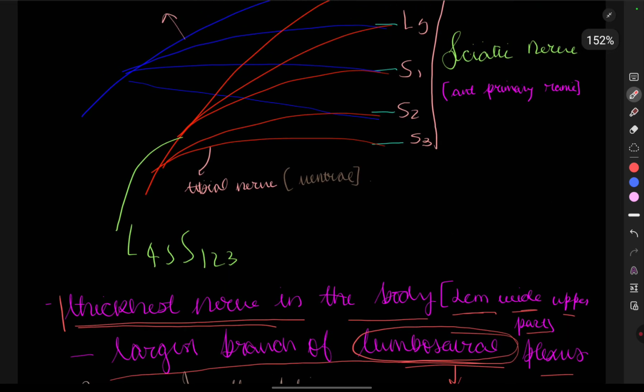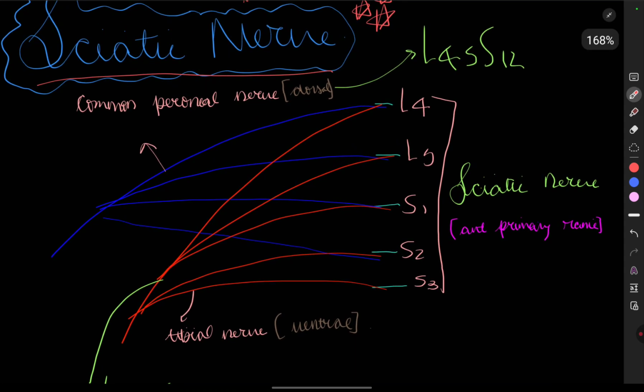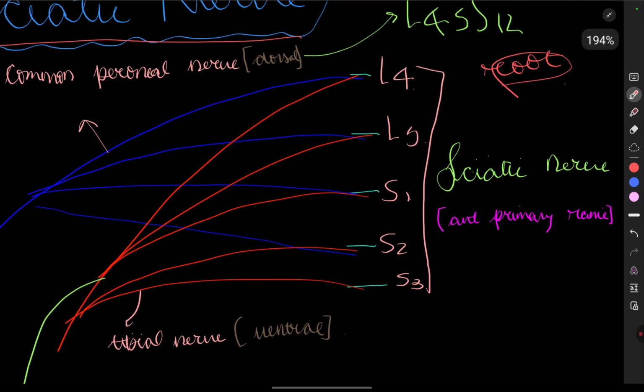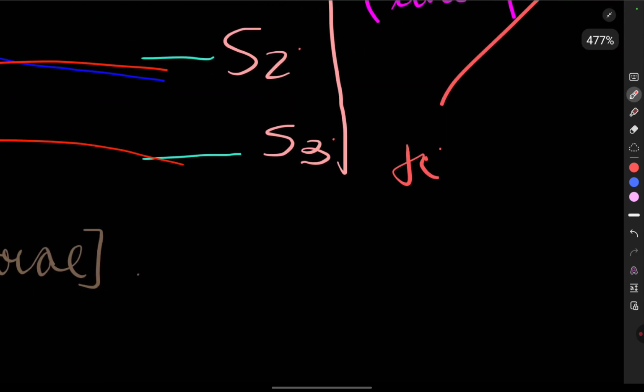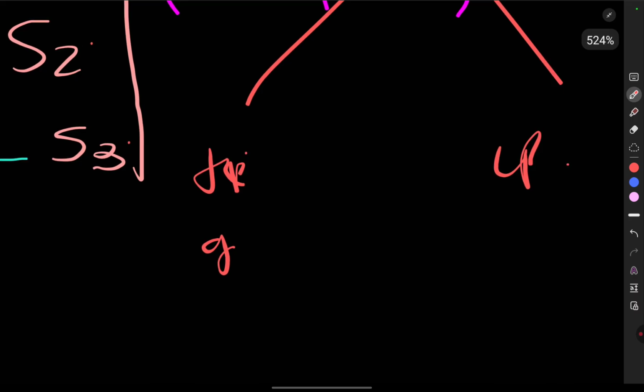Okay, so let's see the root value first. The root value is L4, L5, S1, S2 and S3. The sciatic nerve has two parts, the tibial part and the common peroneal part. The tibial part is the greater part, and the common peroneal is the lesser, smaller part.